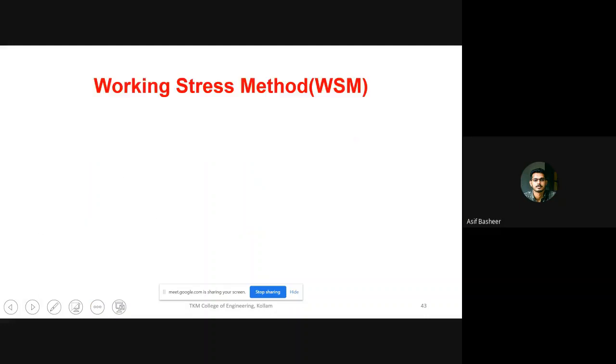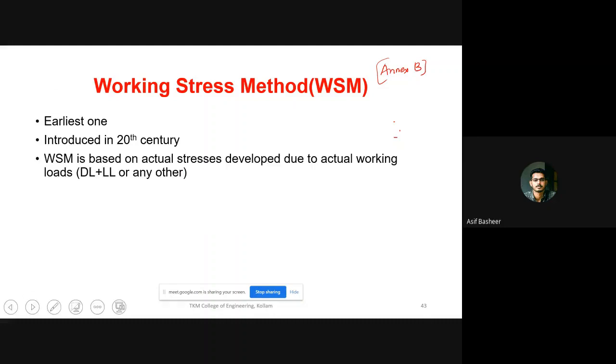That is the first one, your working stress method, commonly called WSM. This is provided in Annex B of IS 456:2000. If you go through that, you can see that earlier there was a separate code, IS 456, for the working stress method. Later they included all those things into Annex B. It was the earliest method, introduced at the start of the 20th century. In WSM, the actual stresses developed due to working load are considered.